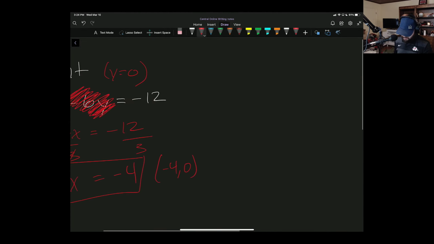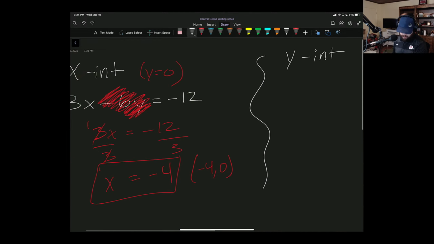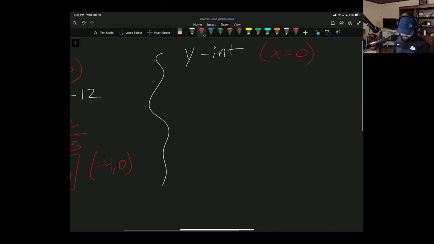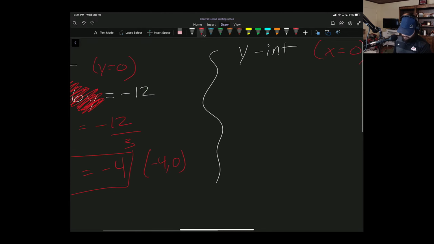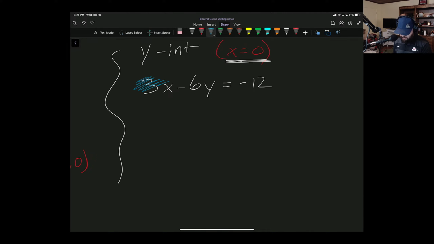I'm going to do essentially the same thing for the y-intercept, but instead of plugging in 0 for x, we're going to plug in zero for x. So I'm going to rewrite the equation. So we got 3x minus 6y equals -12. Again, remember I want to get rid of the x, so I'm going to be crossing out the x here.